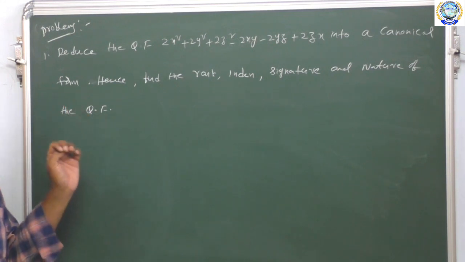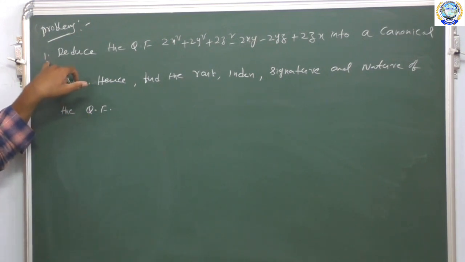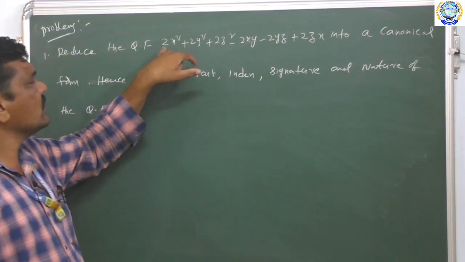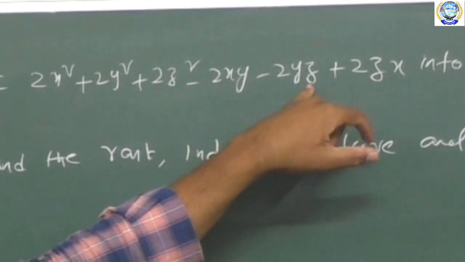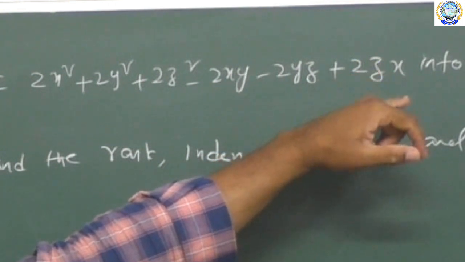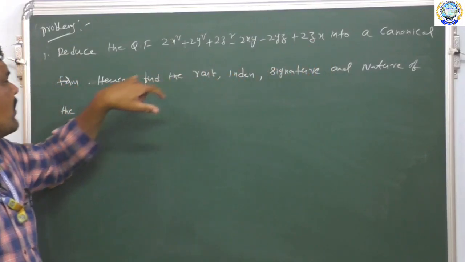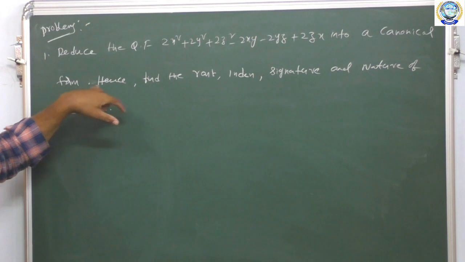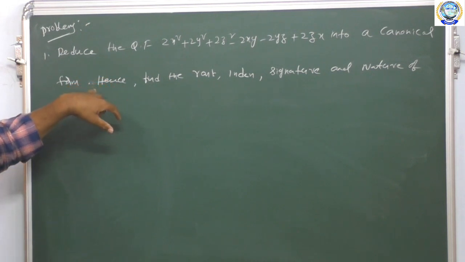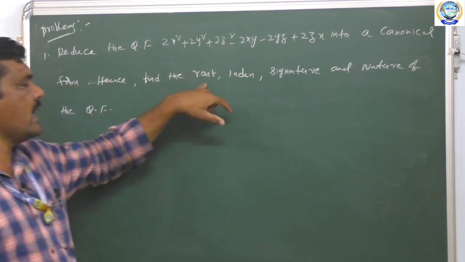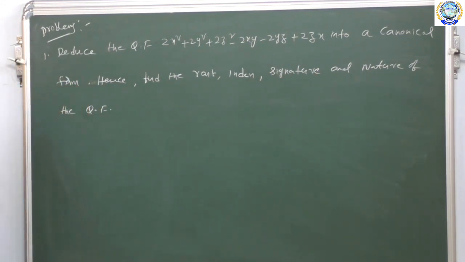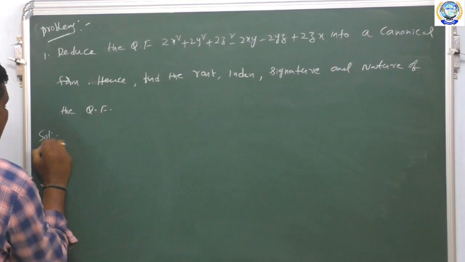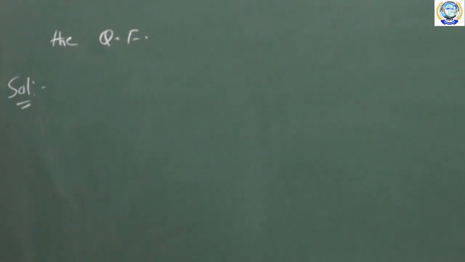Now I am taking one problem. Reduce the quadratic form 2x square plus 2y square plus 2z square minus 2xy minus 2yz plus 2zx into a canonical form or a sum of squares form by using diagonalization method. Hence find the rank, index, signature, and nature of the quadratic form.